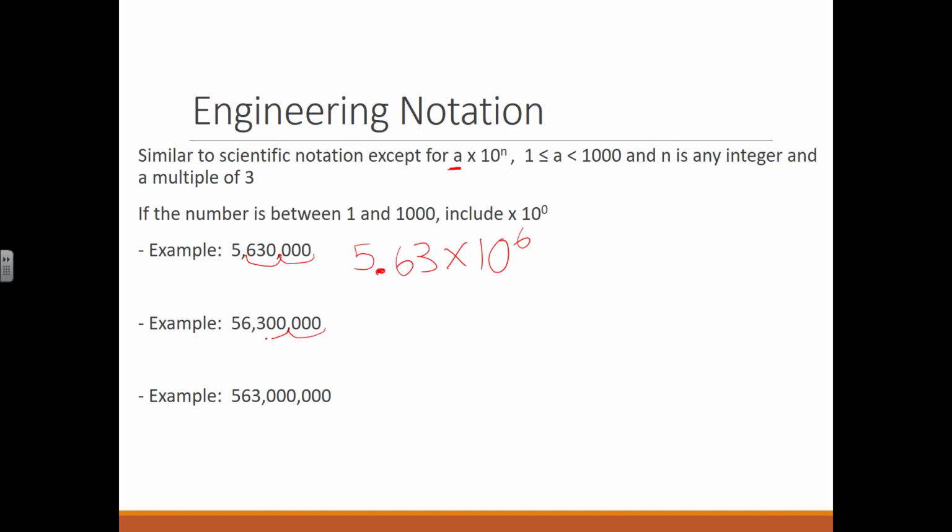Next one, same thing. Big jump, but I stop there: 56.3. This is again times 10 to the 6 because I'm moving 3, 4, 5, 6. Okay, next one, 1, 2, 3, 4, 5, 6, and then I stop. If I jump one more time, I'll have 0.5, but I need that number to be more than 1. So 563 times 10 to the 6. So those three are similar, but just to show, the first one's in scientific notation as well as engineering notation, but now we can have 56 and 563.